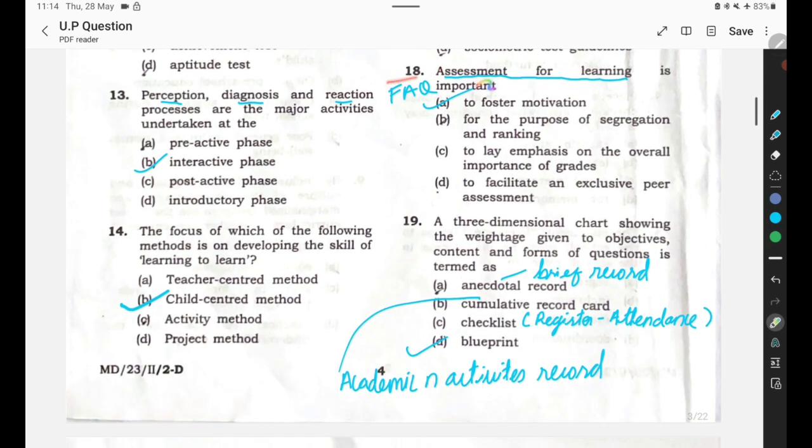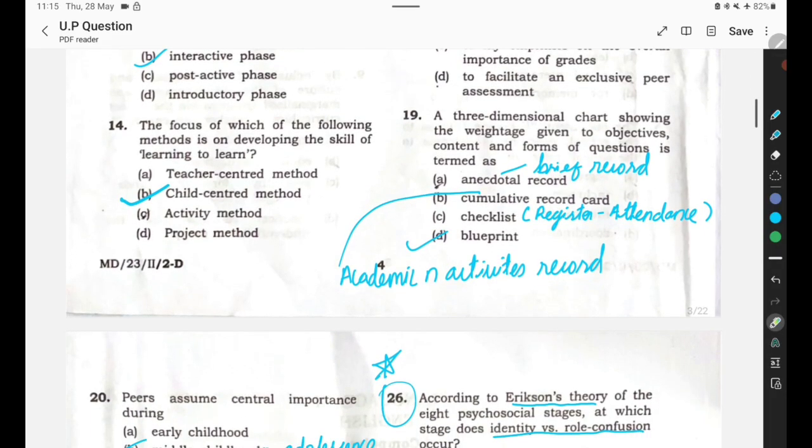Question number 18. Assessment for learning is important to foster motivation. Important, okay, this one. Why? Because as I told you, assessment for learning means they will know the weak areas of the student, and the teacher can explain well what concepts he needs to learn more. That means they will give him ideas and all, and the motivation of the student will be up. So assessment for learning is important to foster motivation.